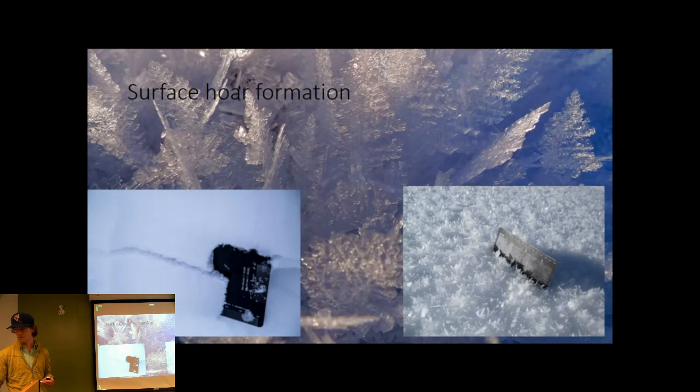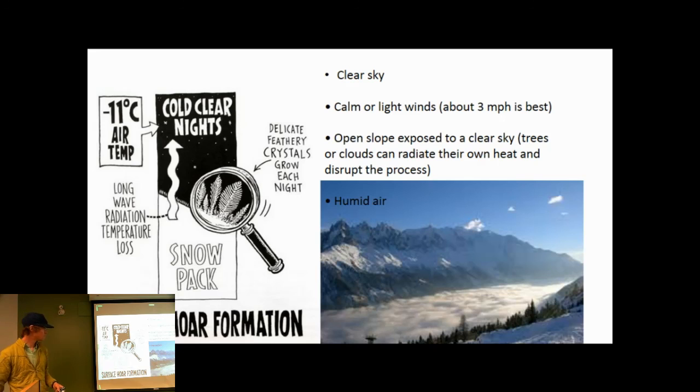And surface hoar, it's very pretty. It's probably forming right now around here with the clear skies. They're usually big crystals, as you can see there. Therefore, they're persistent. They're really hard to alter. So they're going to last in the snowpack for quite a while. How they form, this is the next slide.